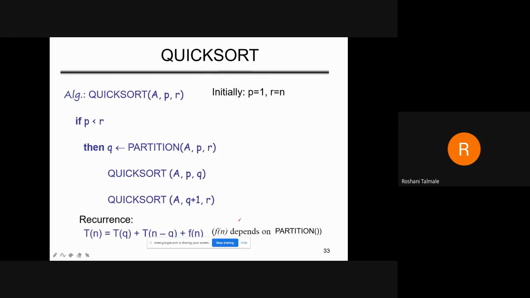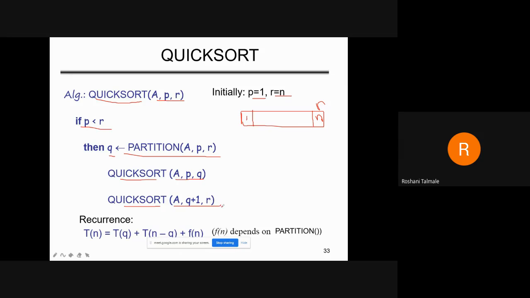In the previous case मैंने आपको merge sort बताया था, वैसे quick sort. This is A, P and R. Initially P equals 1 and R equals N. Why R equals N? R is the last element of the array, so we will call it N because we don't know the last element of the array. First is P equals 1. Okay, if P is less than R, then q we will calculate, partition we will use on A, P, R. Quicksort will be used as per the merge sort for the sub array, and another quicksort for the other sub array.